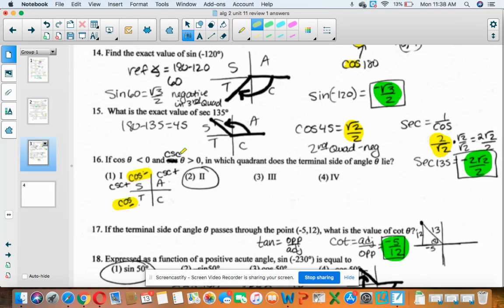And cosecant is the inverse of sine, so it's going to follow my rules for sine. So I want to know where it's positive. Cosecant is positive in the first and the second. So my answer will be the second quadrant.